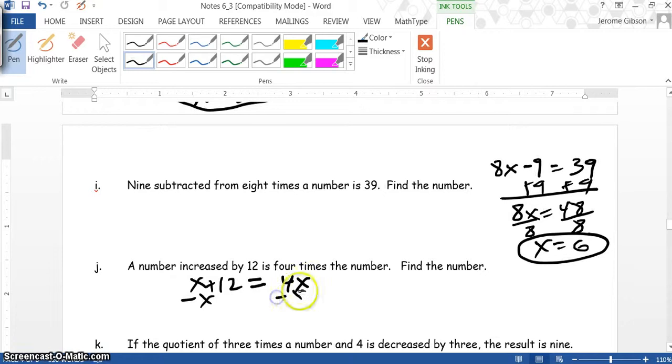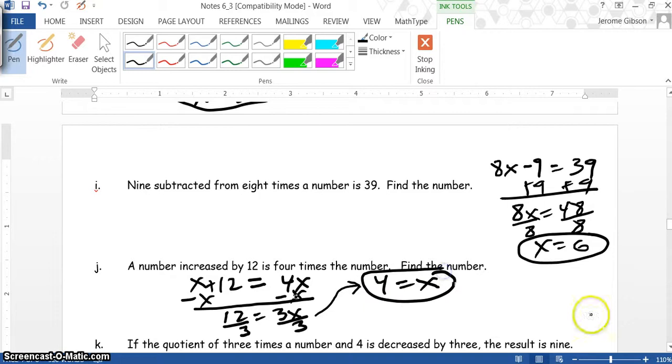So we will subtract x on both sides. So 12 is equal to 3x because we want to get x by itself. So we'll divide each side by 3. 12 divided by 3 is 4, and that equals x. So that is our final answer.